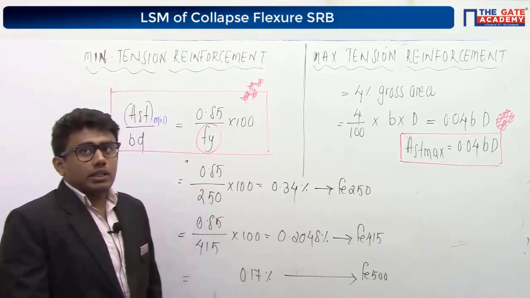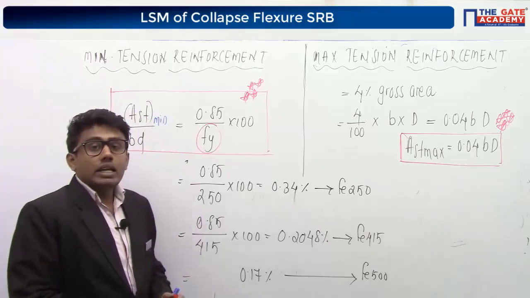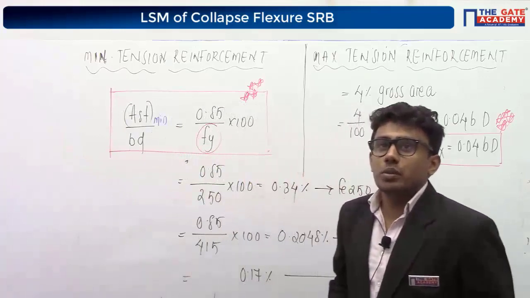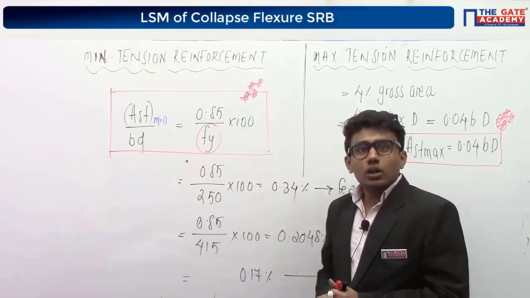Okay, so remember this: AST divided by BD is equal to 0.85 divided by Fy, and the maximum tension reinforcement will be equal to 4% of our gross area.